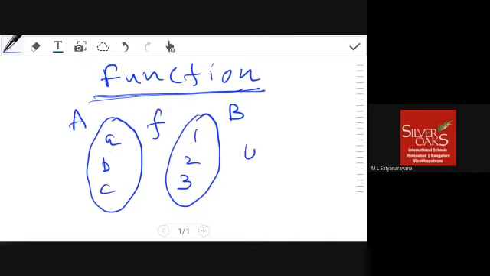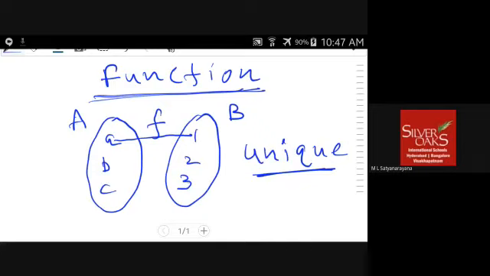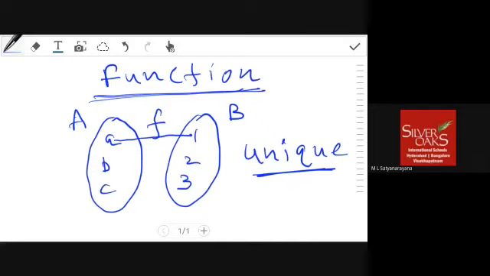I'm using the word unique. Please concentrate. Unique element in set B. If A is mapped with 1, A cannot map with 2. In a relation, it can: A is mapped to 2, A is mapped to 3. But in a function, when A is mapped to 1, A cannot map with any other element in 1, 2, 3. But B can map with 1. It's uniquely associated. But B cannot map again with 2 or 3. C can map with 2 or C can map with 3.